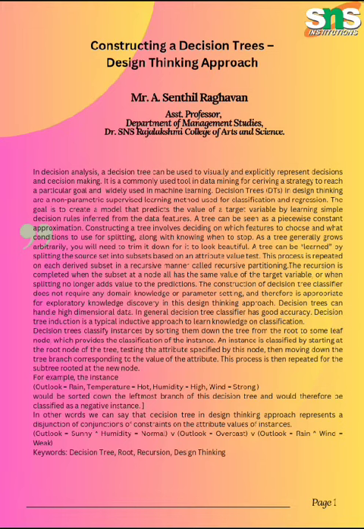For example, if you see the instance outlook, it comprises features like rain, temperature including hot, humidity high, wind strong. All these things can be used. In other words, we can say a decision tree in the decision taking approach represents a disjunction of conjunctions of constraints on the attribute values of instances.